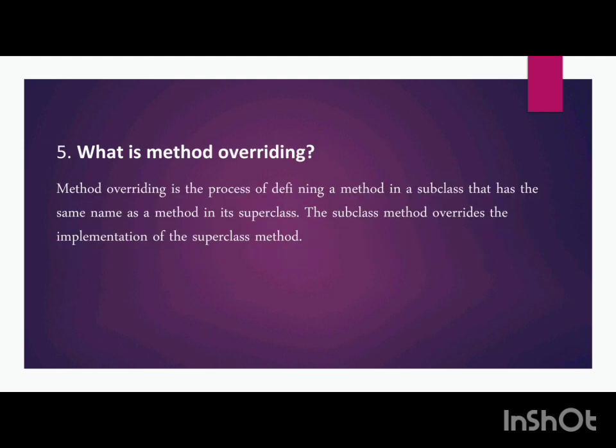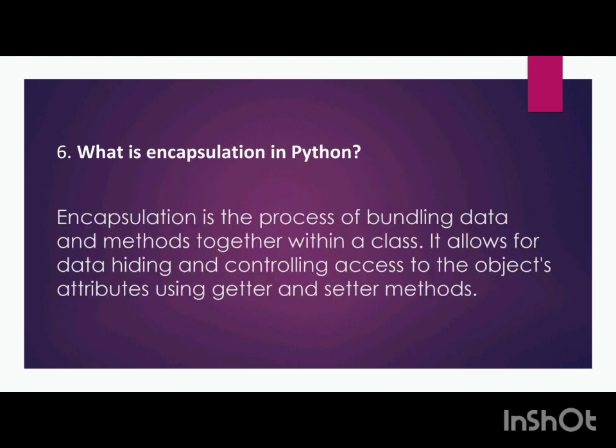What is method overriding? Method overriding is the process of defining a method in a subclass that has the same name as a method in its superclass. In simple way, the class and subclass have the same method name. The subclass method overrides the implementation of the superclass method. This also we'll see in detail in the upcoming videos. Let's move on to the next question.